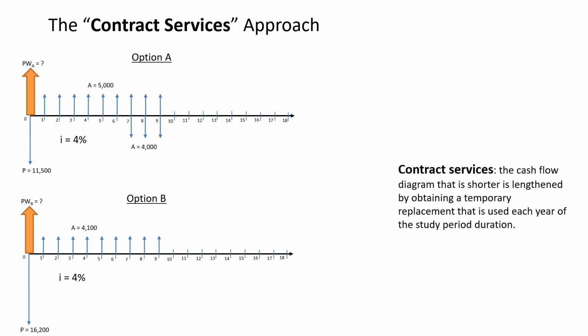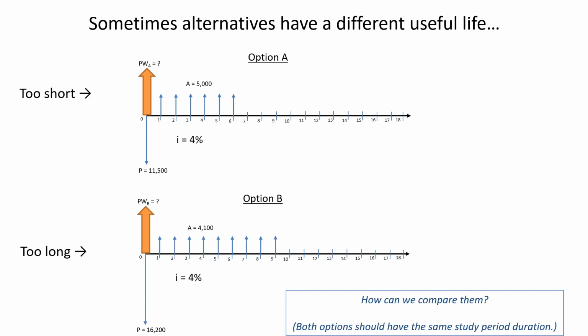We just need to make it so they're the same length of time. And so the contract services approach is a way of taking the option that's too short, option A is too short.